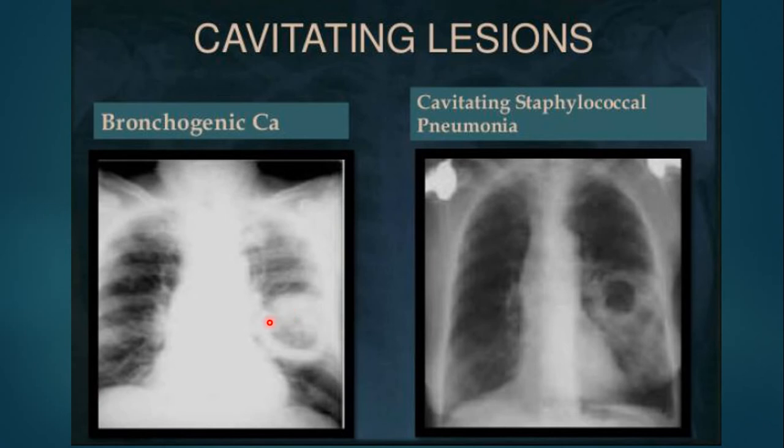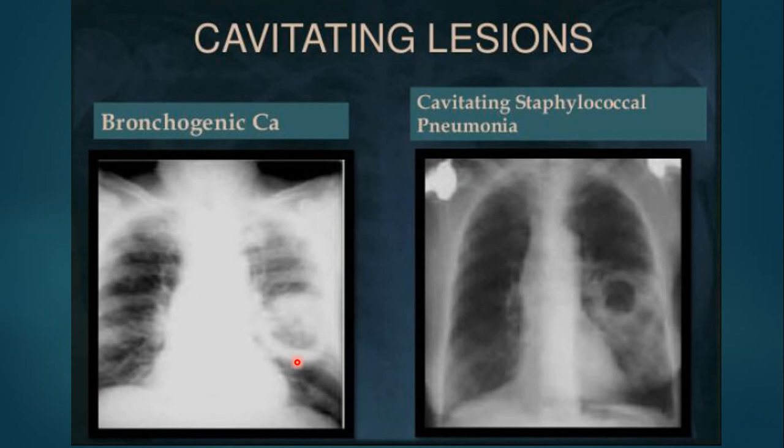Exactly. This is a cavitating lesion. Why? Because the wall is thick. It is more than 3 millimeters. So thick wall means cavitating lesion. Okay, and this was a bronchogenic carcinoma.